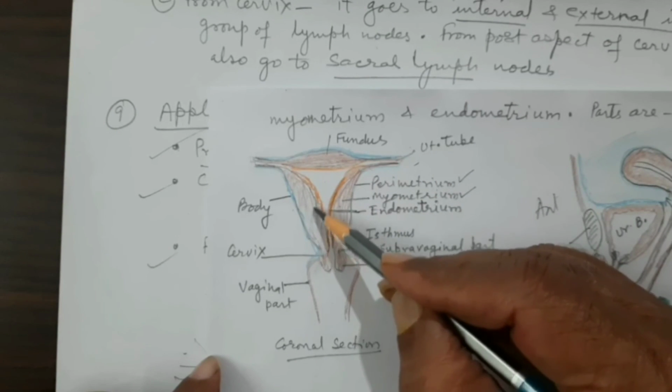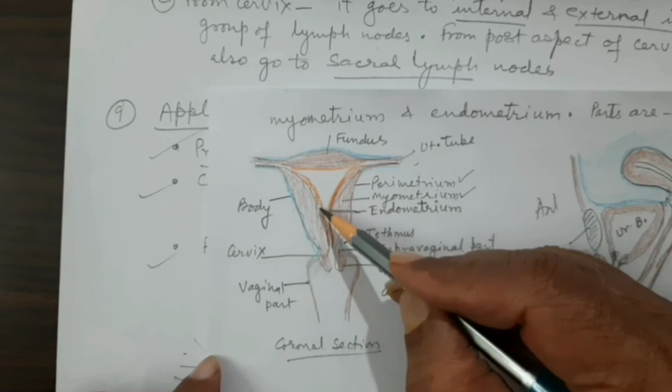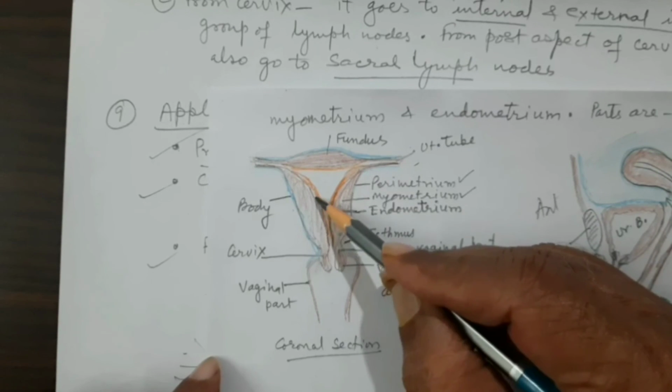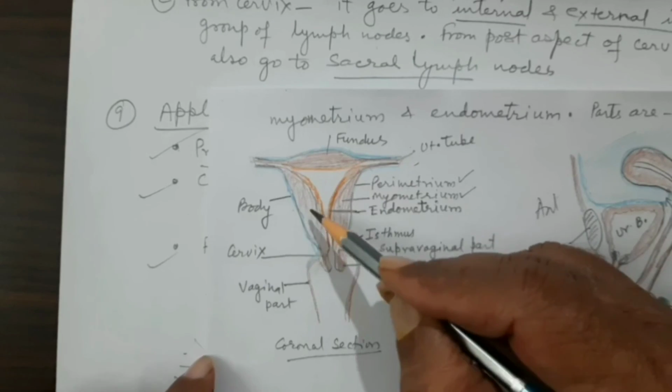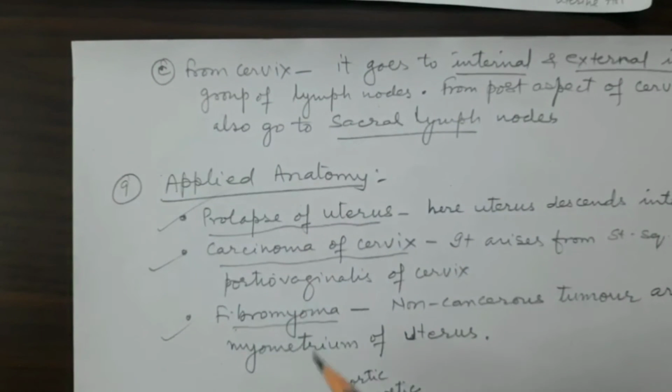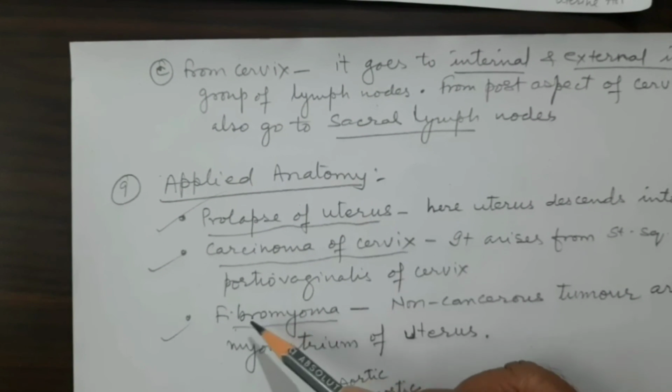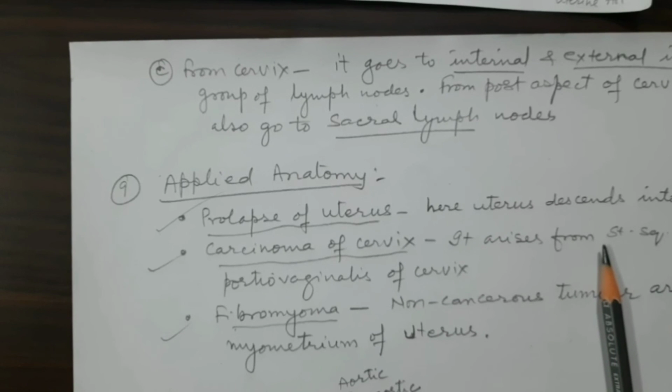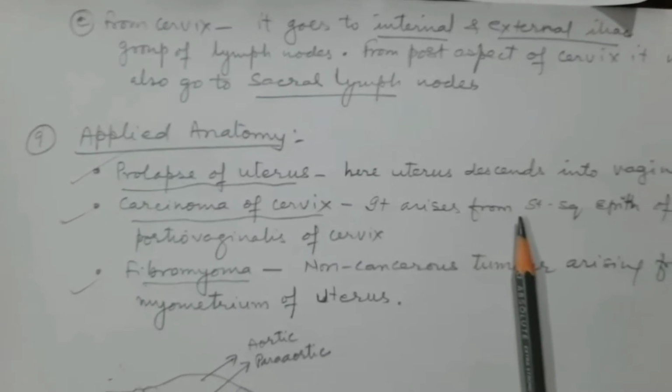Within this myometrium a tumor or a large swelling may arise, either due to the muscle or due to the connective tissue present between the smooth muscle fibers, or both, fibrous and muscular. So it is called fibromyoma, and it is non-cancerous. It will not spread to distant places as cancer cells do.